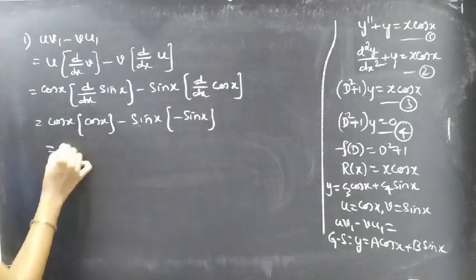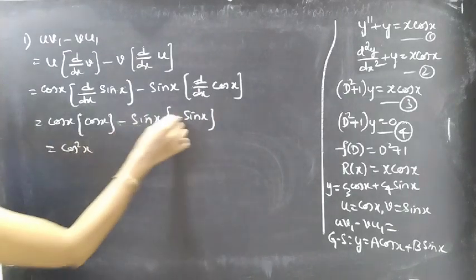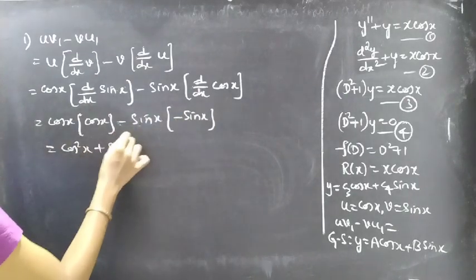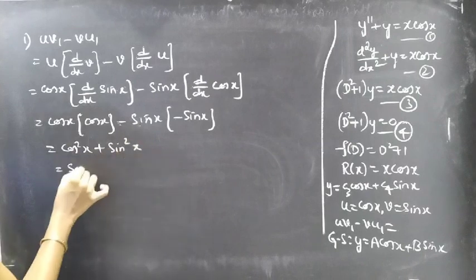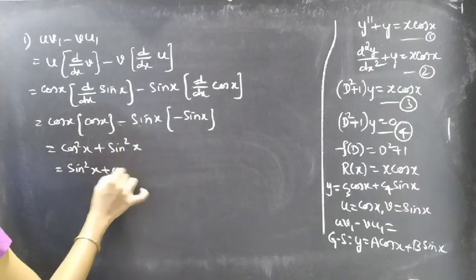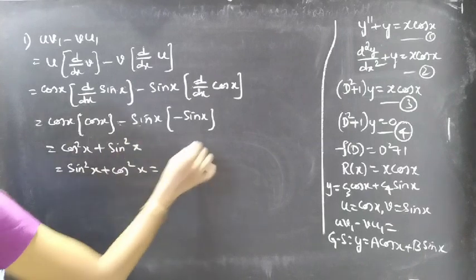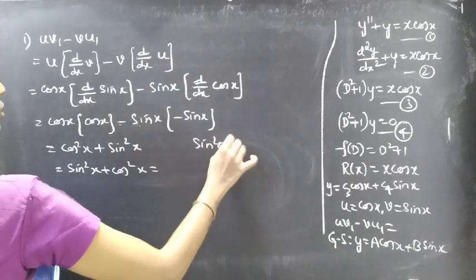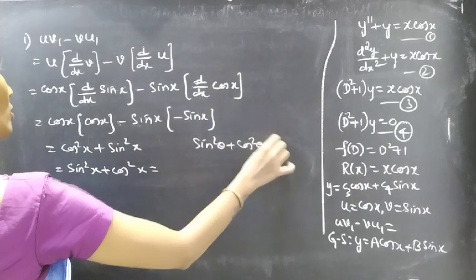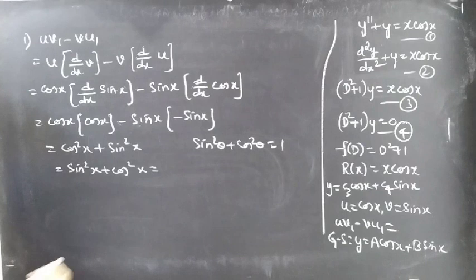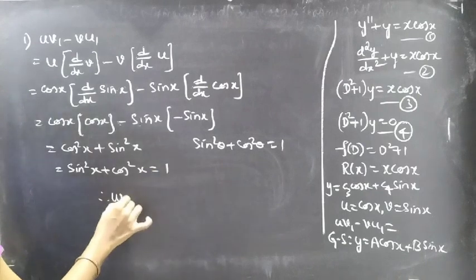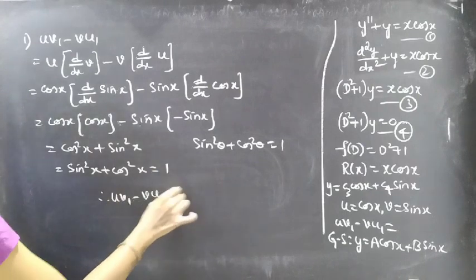This gives us cos square x minus into minus, plus sin square x, or we can write it as sin square x plus cos square x, since we know that sin square theta plus cos square theta equals 1. So from this we'll get sin square x plus cos square x equals 1. Therefore uv1 minus vu1 equals 1.